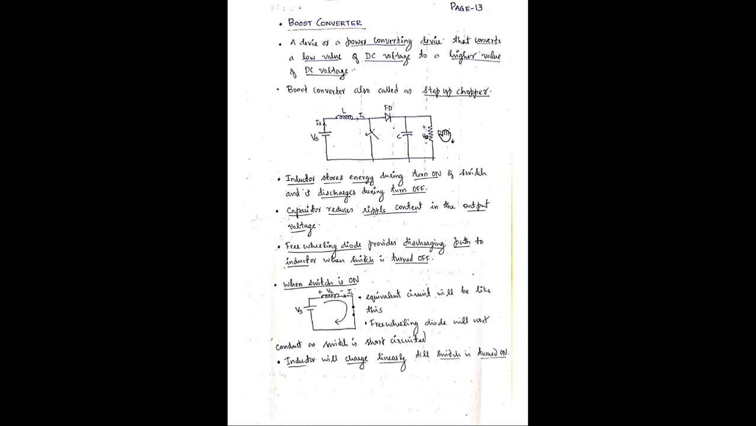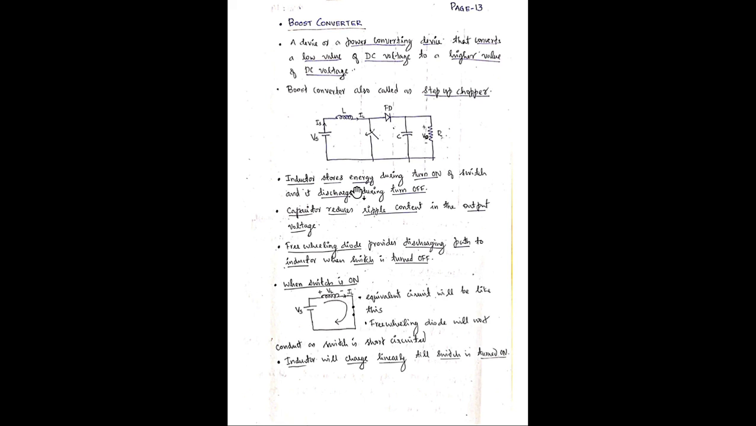Also, the main aim of the capacitor is to reduce the ripple in the output voltage. And the freewheeling diode is placed here. The main purpose of this freewheeling diode is to provide a discharging path for the inductor during turn off. The inductor will be charged, and during turn off time there should be a discharging path for the inductor, so that it can dissipate all the stored charge through the load. For that purpose only this freewheeling diode is provided.